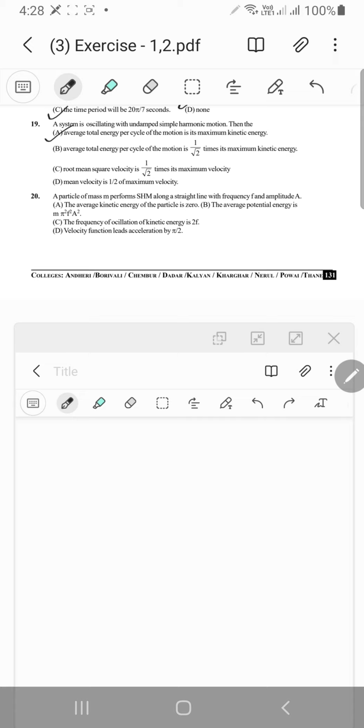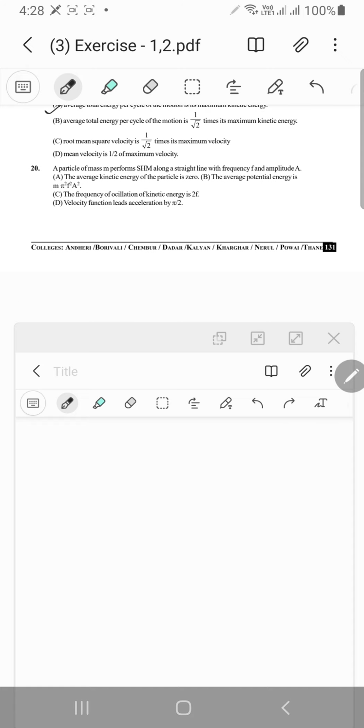What is this? Isn't the total energy a constant? Are we defining it some other way? So it's undamped, so it doesn't change. But now, according to what I know, it's a constant. Next, root mean square velocity is 1 by square root 2 times its maximum velocity. Okay, now that's a condition which we need to figure out.